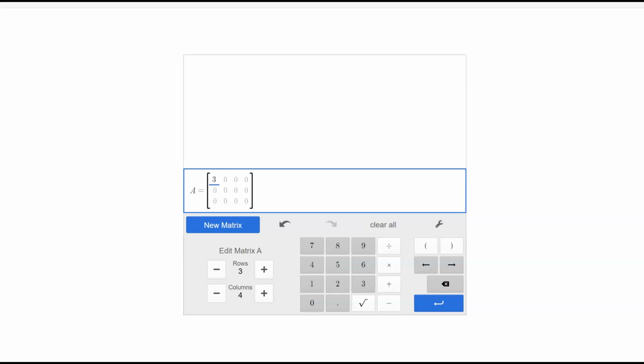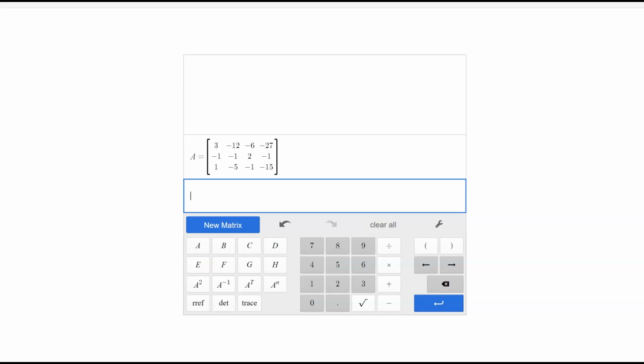So we had 3, -12, -6, -27, -1, -1, 2, -1, 1, -5, -1, and -15. So that's our new matrix that we have defined.